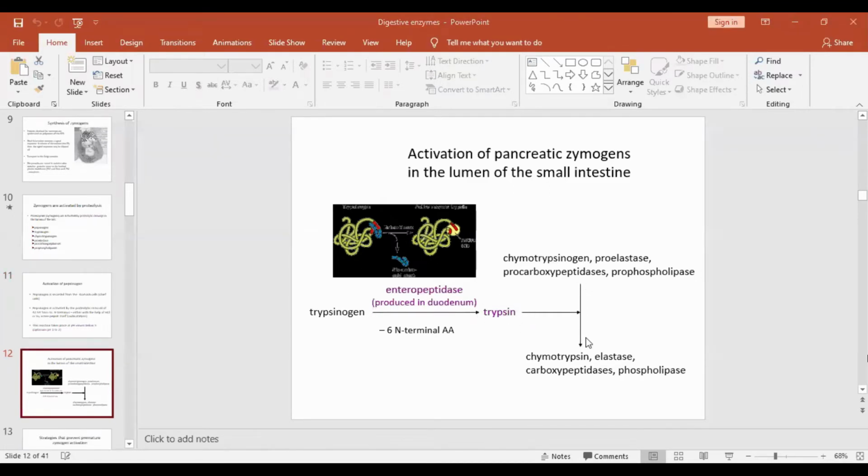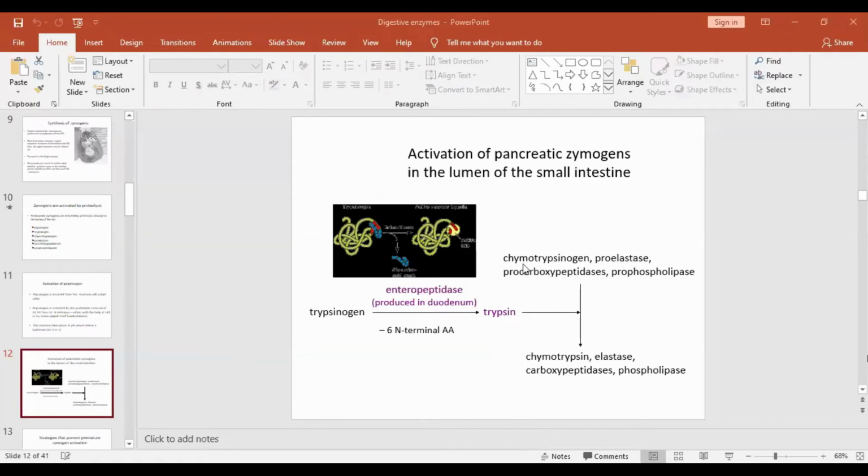Now the role of trypsin is that the other proenzymes, like chymotrypsinogen, proelastase, procarboxypeptidase, and prophospholipase, also need to be converted to their active form, and trypsin helps convert them into chymotrypsin, elastase, carboxypeptidase, and phospholipase. After their conversion to active form, they can have their role in digestion. So first trypsinogen is converted to trypsin, and trypsin has the major role of converting all those proenzymes to their active form.